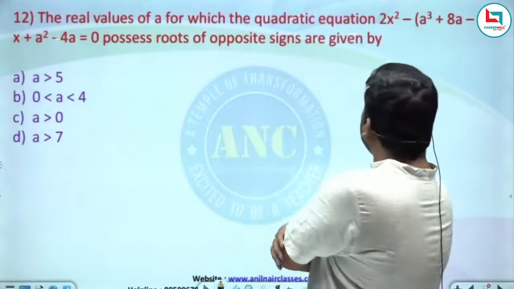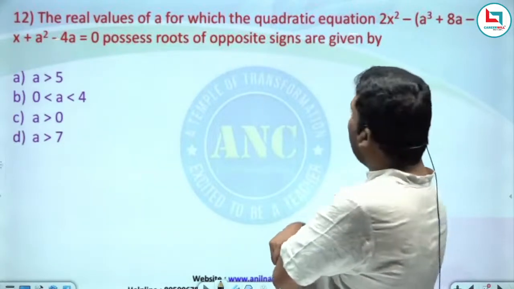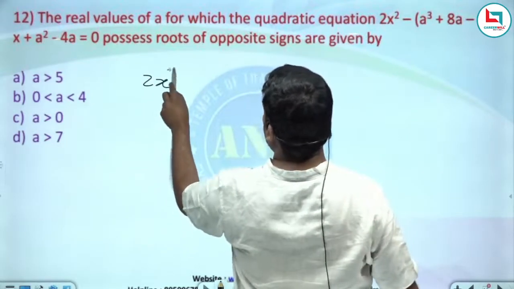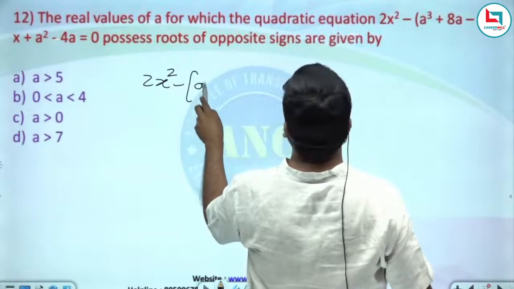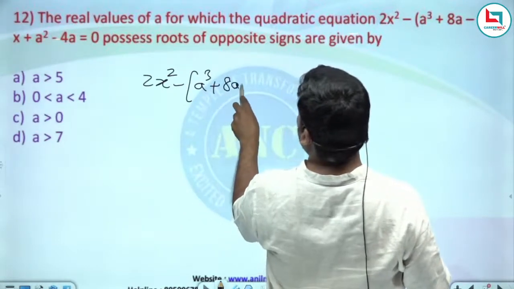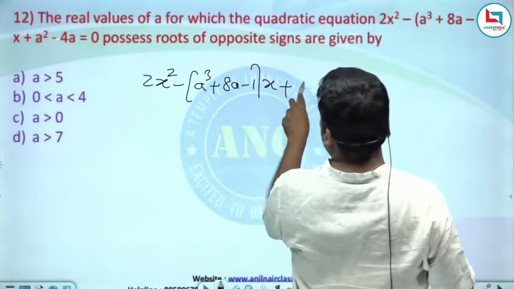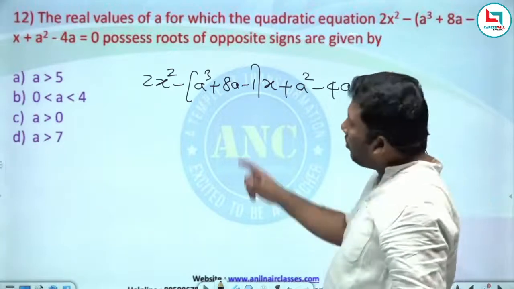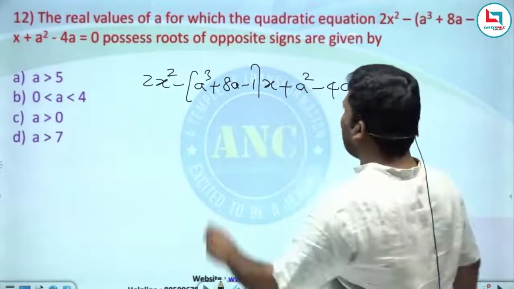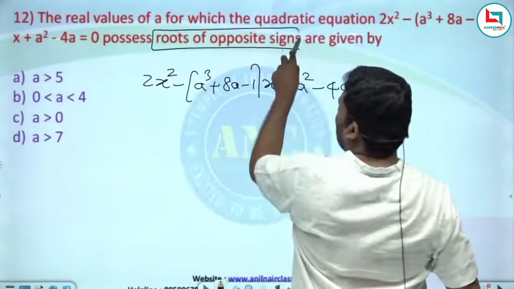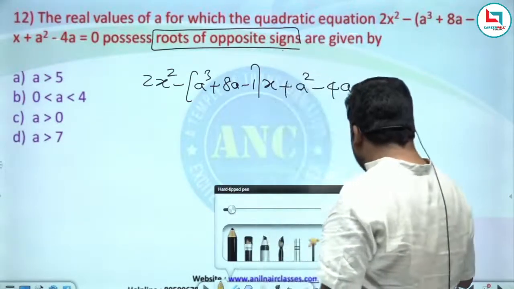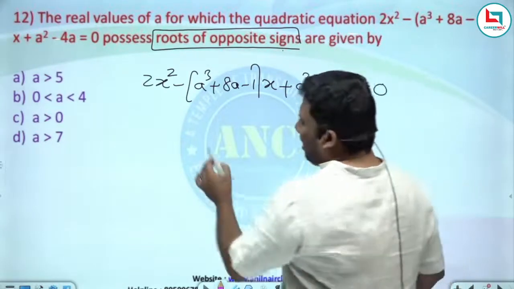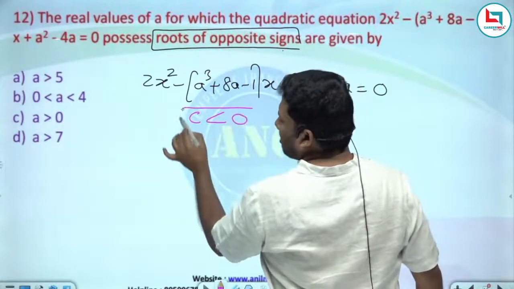Now see, next one. The real values of a for which the quadratic expression 2x square minus (a cube plus 8a minus 1) into x plus a square minus 4a equivalent to 0 possesses roots of opposite sign. If the roots are opposite in sign, what is the condition we just discussed? C is less than 0.